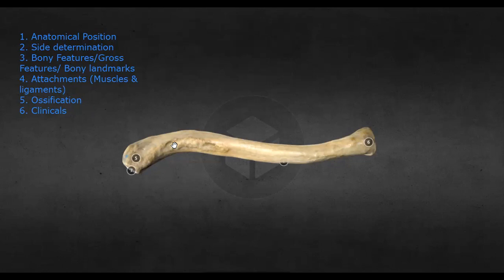Ossification refers to the development of the bone. So in ossification, a student is supposed to know when the primary centers for that bone appear, when the secondary centers appear, and at what age these ossification centers fuse to completely ossify the bone. Then we have clinicals, any fractures, pathologies, either congenital or acquired. A student is supposed to know all those clinicals related with that bone.